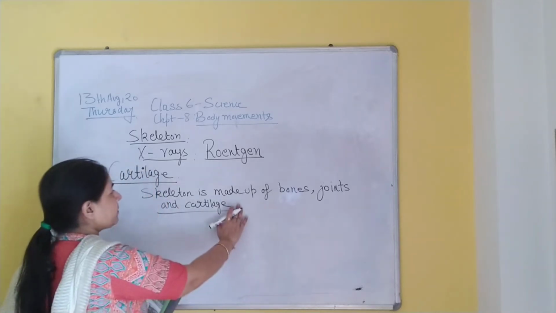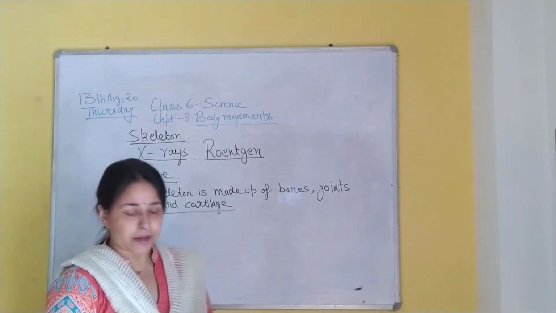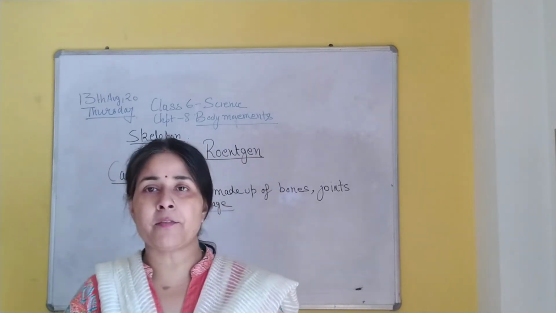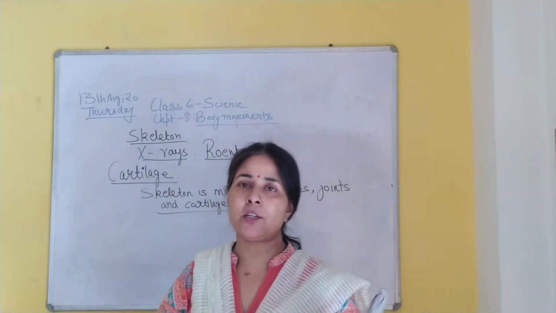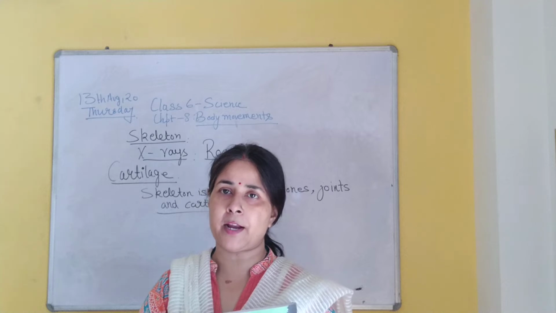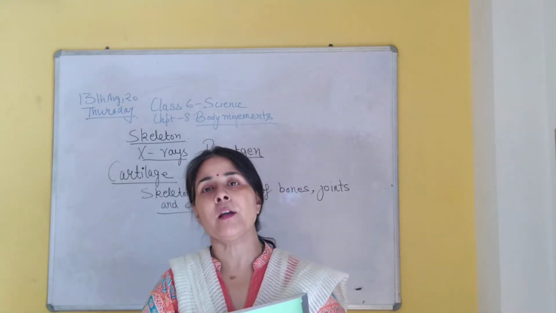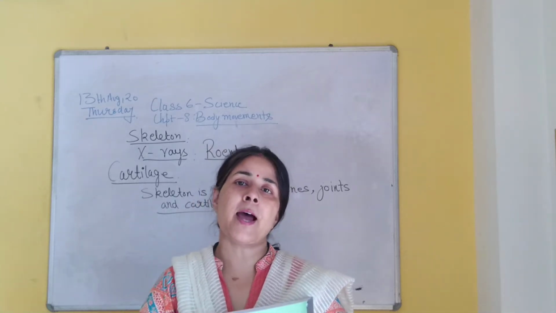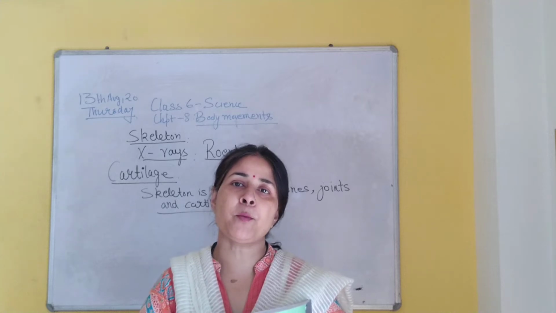Now skeleton is made up of bones, joints and cartilage. Now moving further, when we talk about the movement, we initially started the chapter by saying that we move from one place to another. So what is it that makes our movement possible?